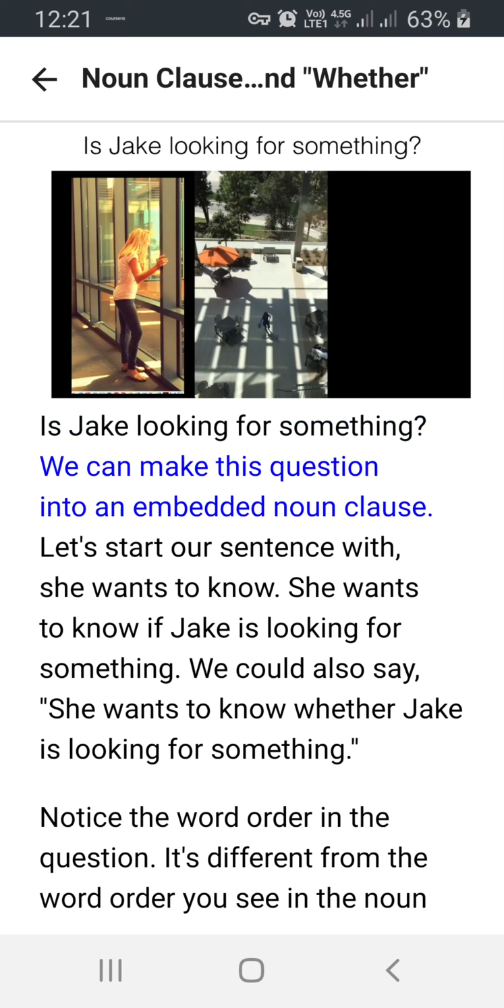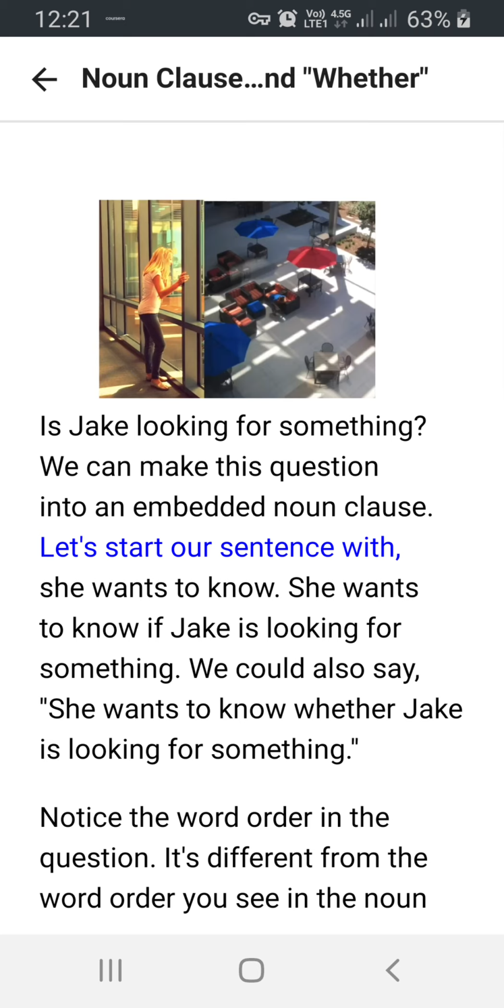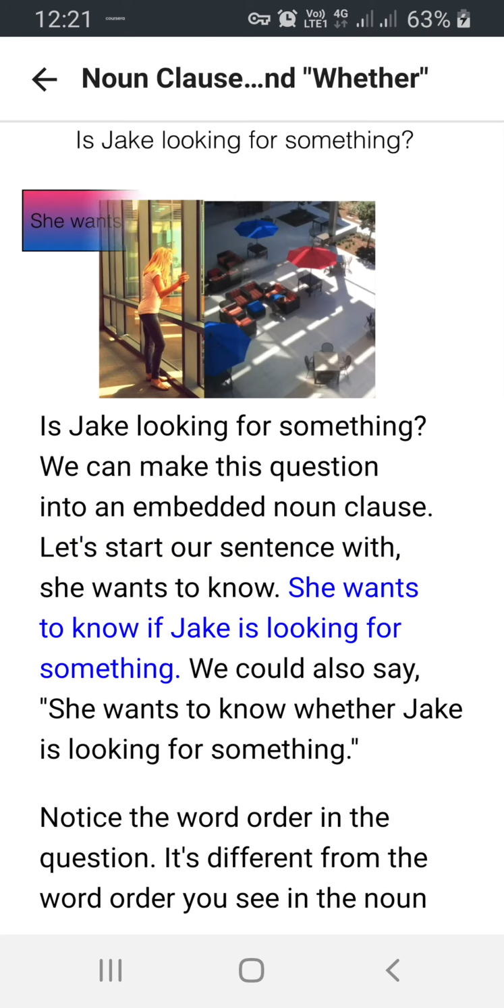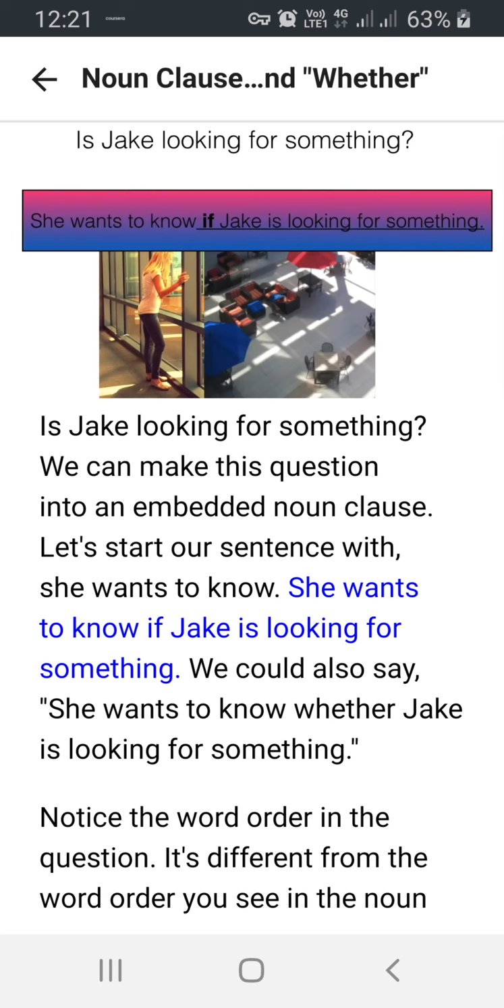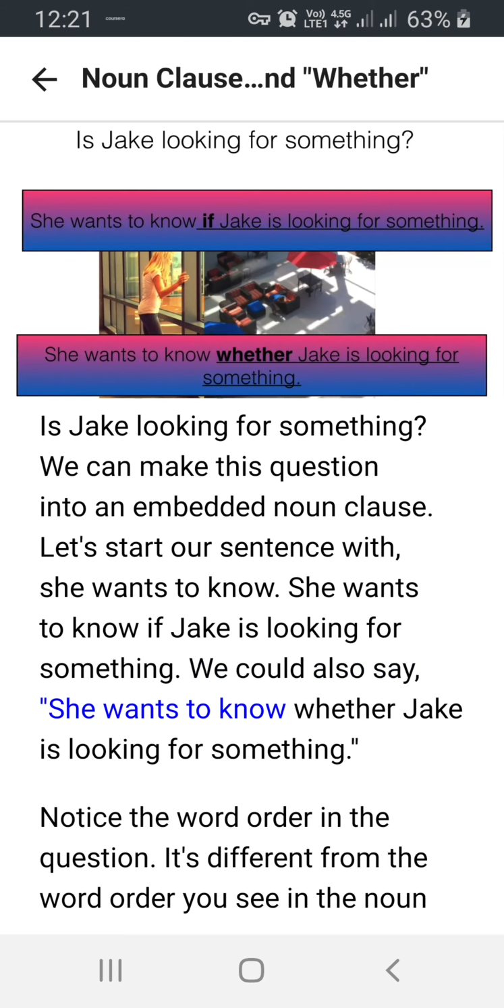We can make this question into an embedded noun clause. Let's start our sentence with she wants to know. She wants to know if Jake is looking for something. We could also say she wants to know whether Jake is looking for something.